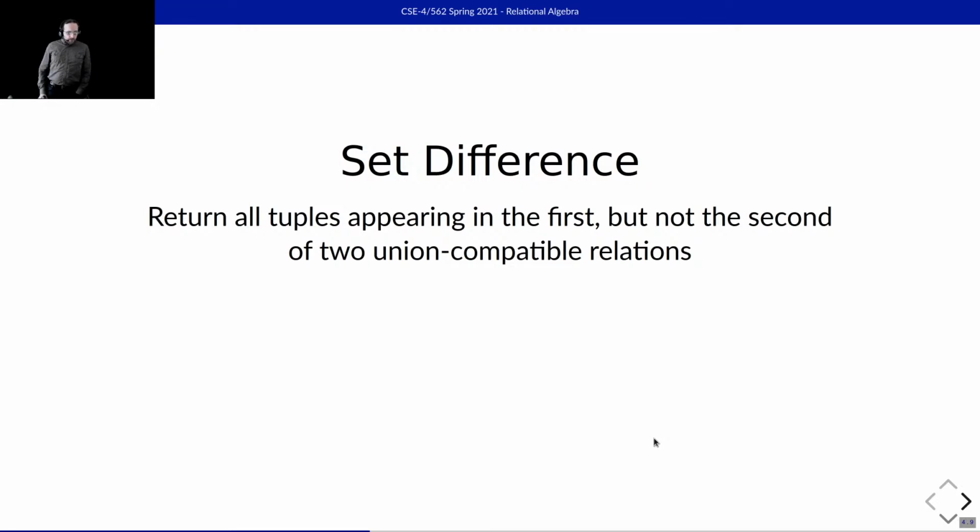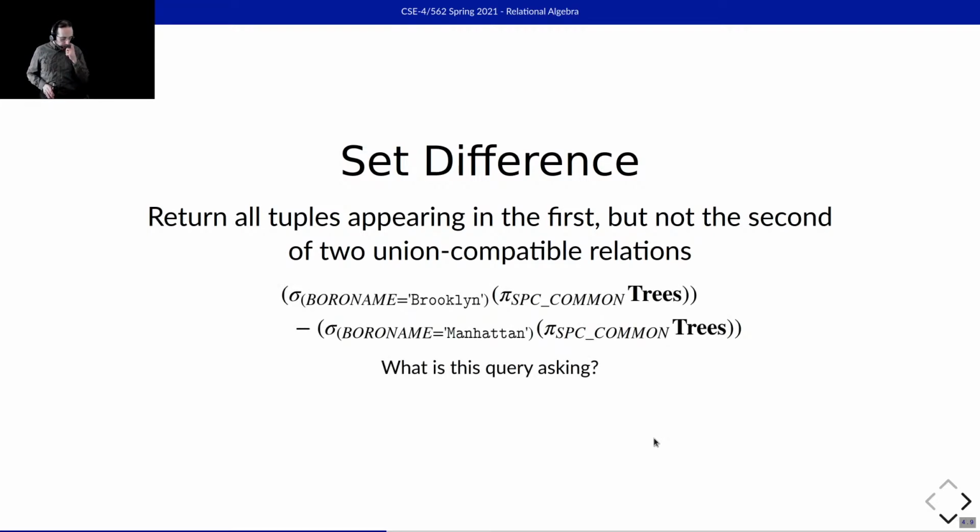Okay, set difference. So set difference is also going to take two union compatible tables as inputs, and it's going to produce all of the tuples that appear in the left-hand side relation, but that do not appear in the right-hand side relation. So once again, I'll ask, what is this query here asking? And set difference is just a minus sign.